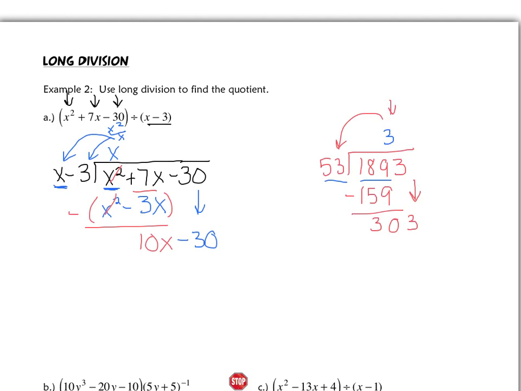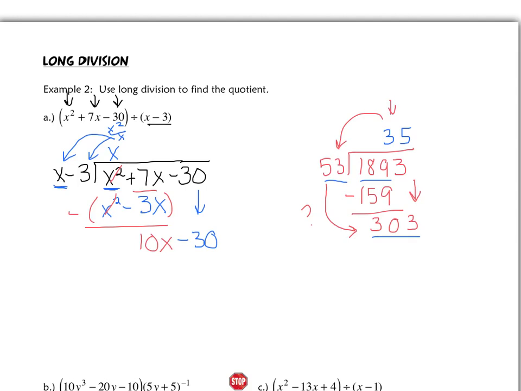Back to the example on the right with just numbers. Once you're at this point, you now are always asking yourself, how many times will this 53 go into 303? You don't look back into the dividend, that original 1,893. You now have this new number that you're going to be dividing 53 into. So how many times will 53 go into 303? The answer is 5.